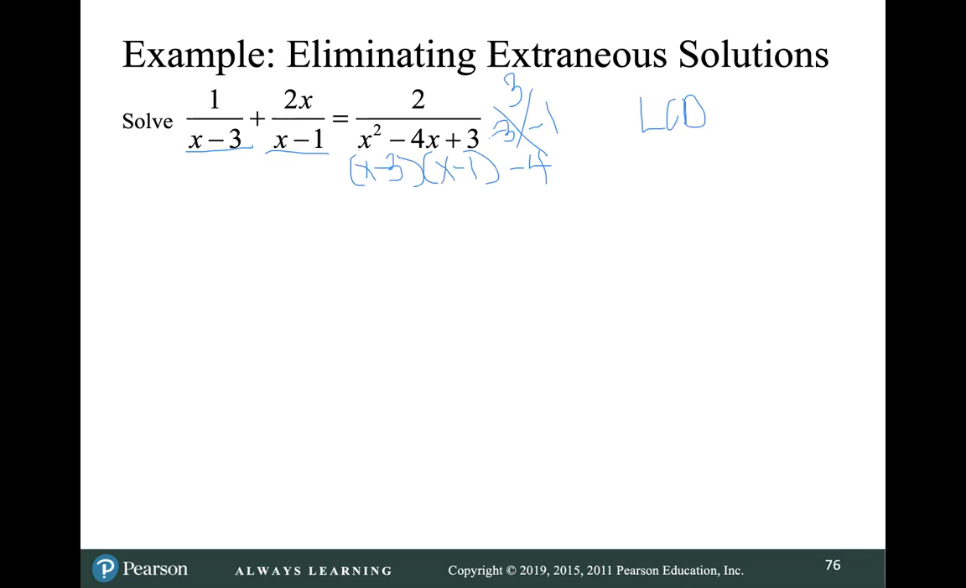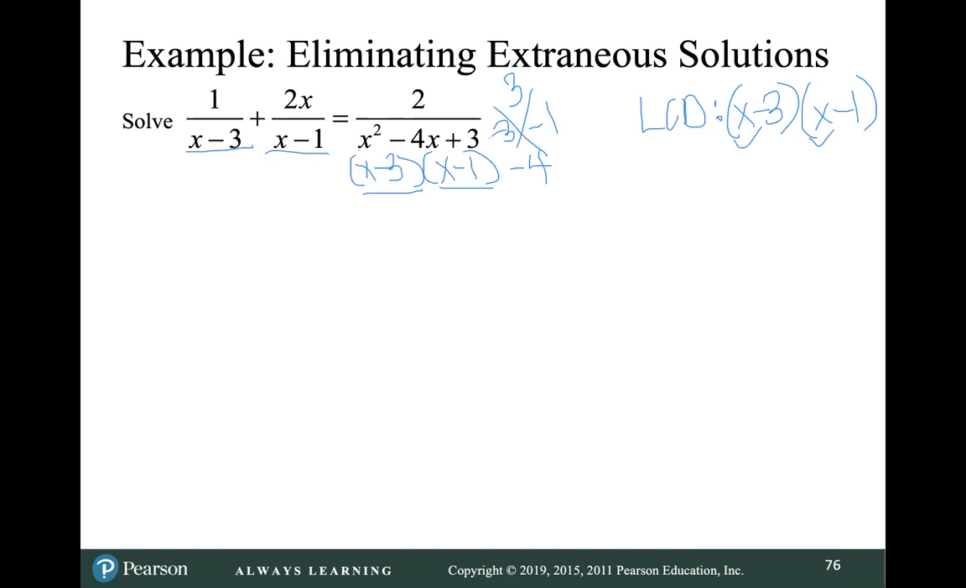So to find the LCD, I look at my denominators and I build my LCD by adding a factor of each denominator. So I need a factor of x minus 3 for the first denominator. I need a factor of x minus 1 for the second denominator. For the third denominator here, I need a factor of x minus 3. I've already got it. And I need a factor of x minus 1. I've already got it. So my LCD is x minus 3 times x minus 1.